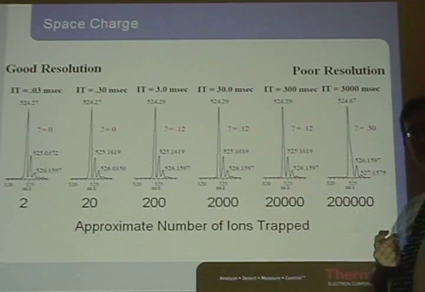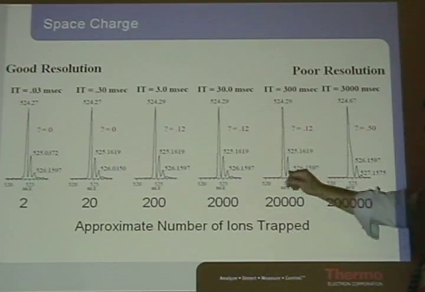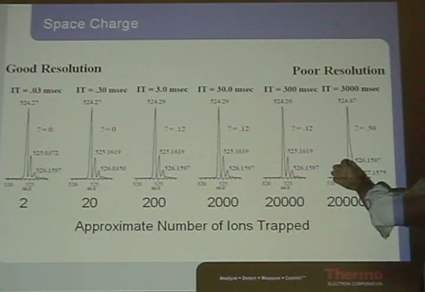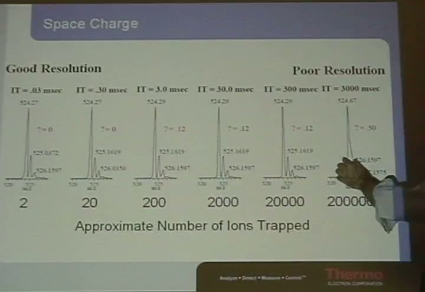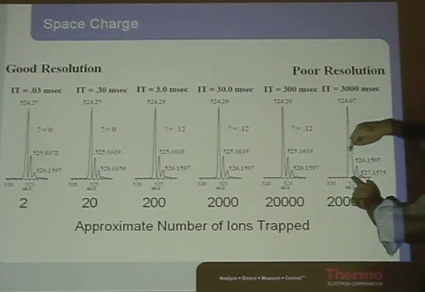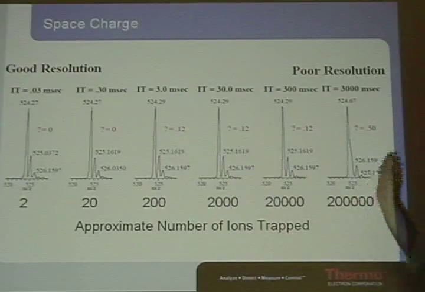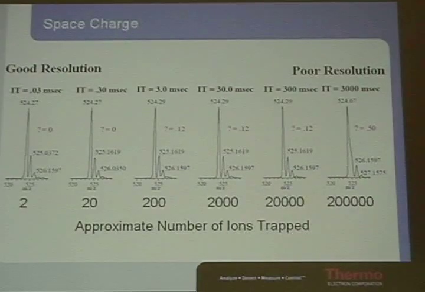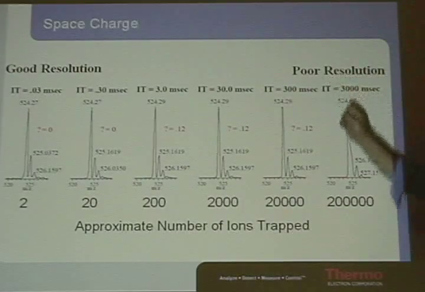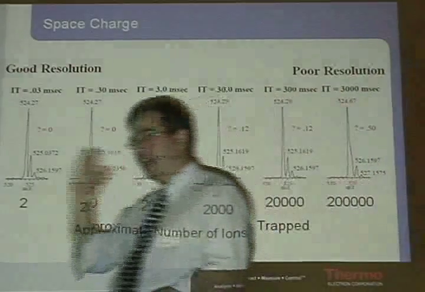Now, what happened was, at this point, that distribution of mass measurements became so wide that it mixed this peak and its isotope together and made one fat peak that's unsymmetric. You guys with me? Why? Do we know? Too many ions in the trap. What do we call that effect? That's called space charge. We are seeing space charge effects.